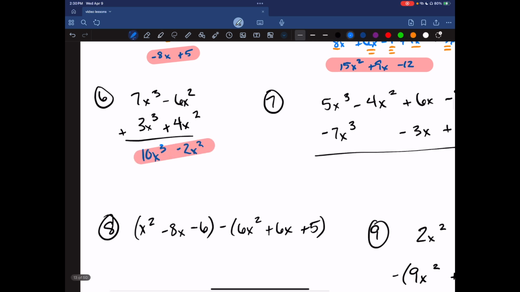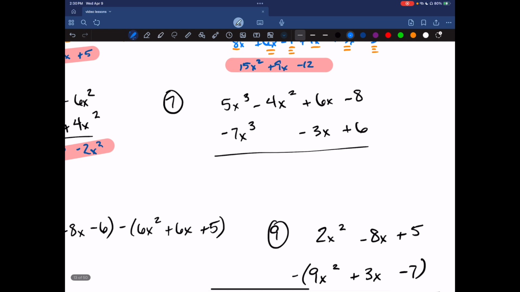Easy peasy. On 7, 5 minus 7 is negative 2x cubed. The negative 4x squared is just going to come down because there's nothing to go with. 6 minus 3, that's going to be plus 3x. And then negative 8 plus 6 is going to be minus 2. And literally, this is as hard as it gets.